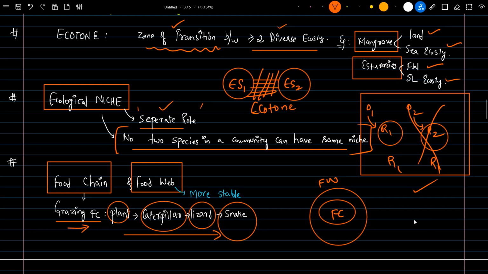If it is in the form of a web, say, there will be a deer, there will be a tiger, and there will be a human. Humans can eat tiger, humans can eat deer, though of course it is not legal. A tiger can also eat a human, which is quite possible. So this kind of web is formed.